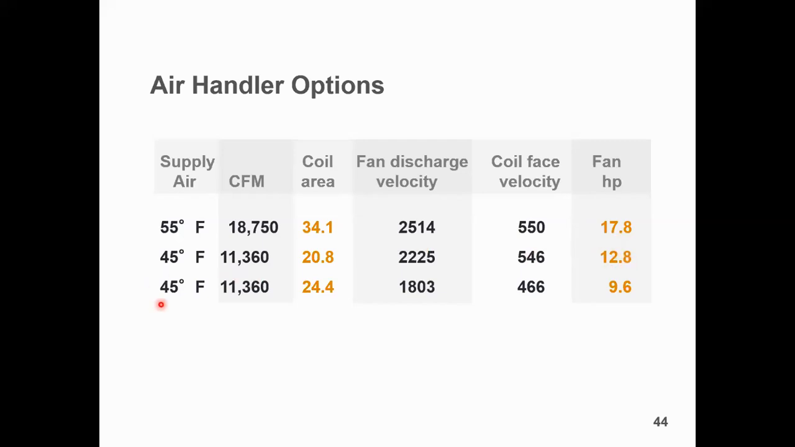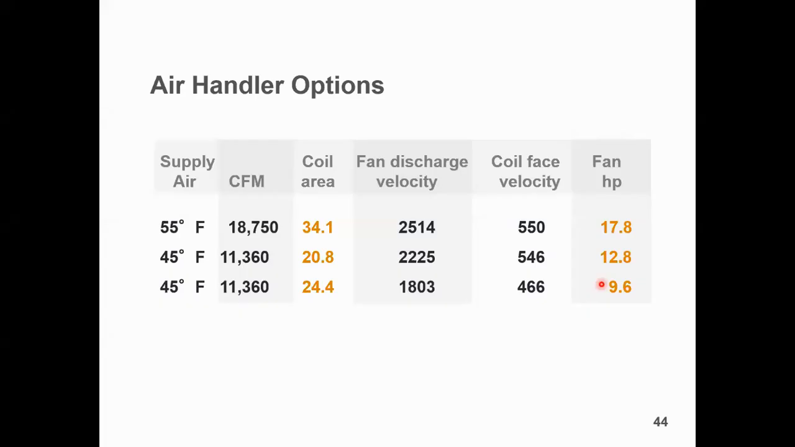Again, here you can further optimize, because there would be different approaches for different people. Somebody who wants to optimize on the first cost would select the second option. Somebody would say, okay, I'll put some more dollars into the first cost, and I'll have a better operational cost. He can choose the third one, where you can further lower your fan discharge velocity or the coil face velocity, and your power consumption can be further reduced on the air side.